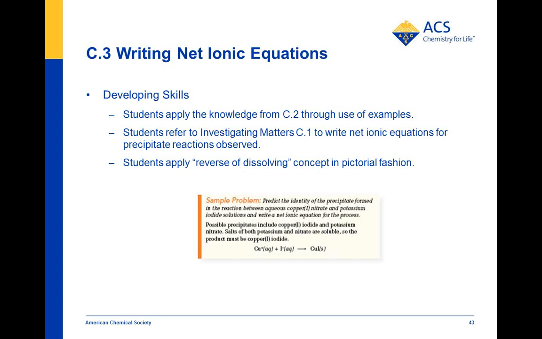Like Bonnie said, they always give you an example to model what they need to do in developing skills. And they're going to take the information that they learned from the investigating matter in C1. So using an actual lab situation, they're going to write their net ionic equations so that they can actually formulate the chemical equation for the precipitate that they saw developed.